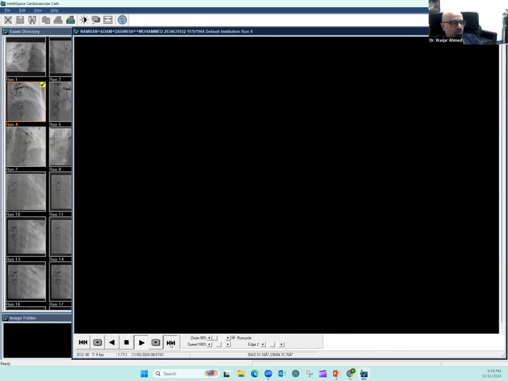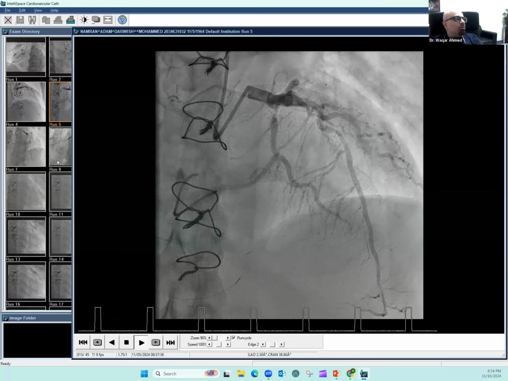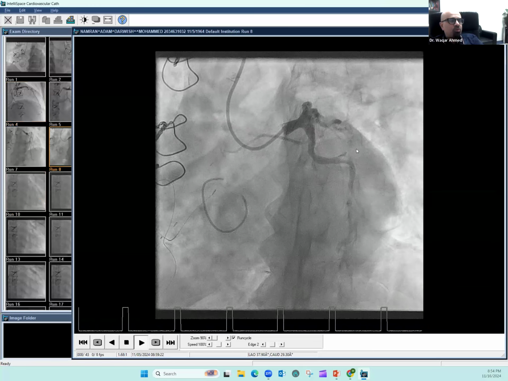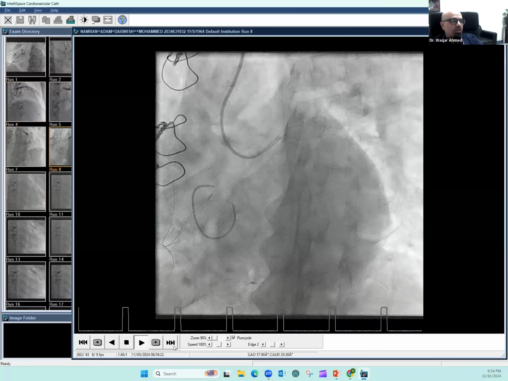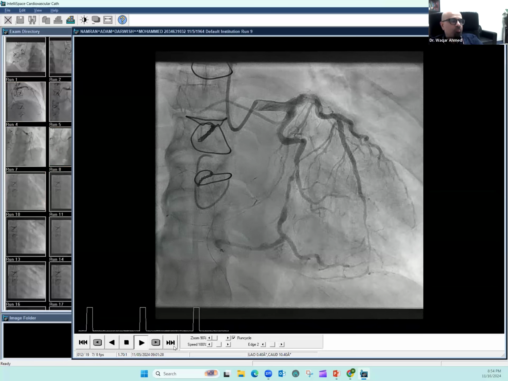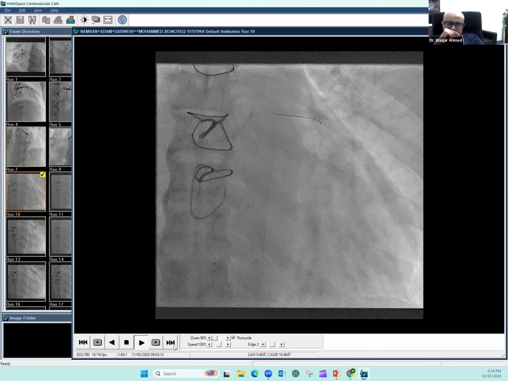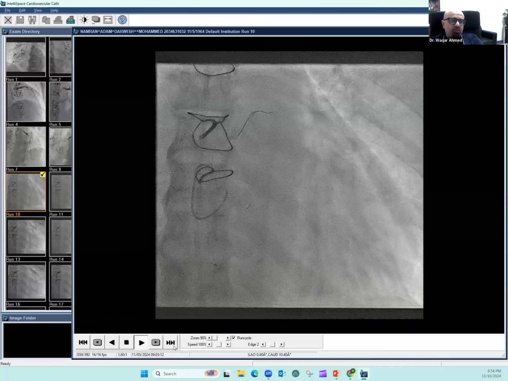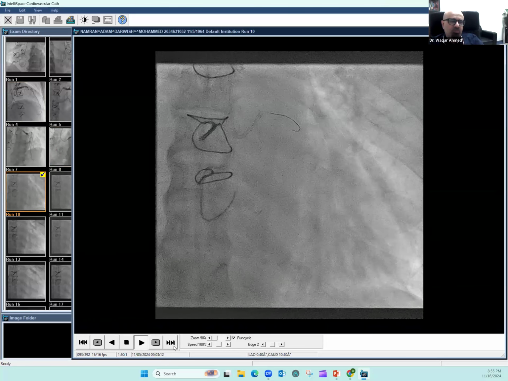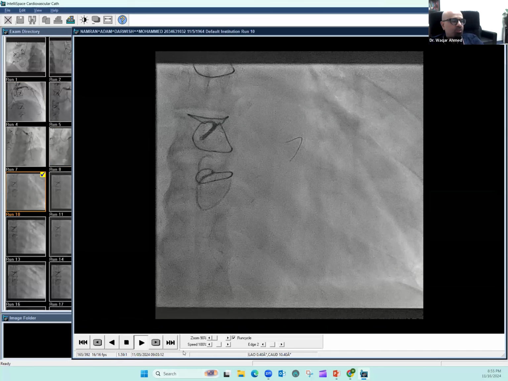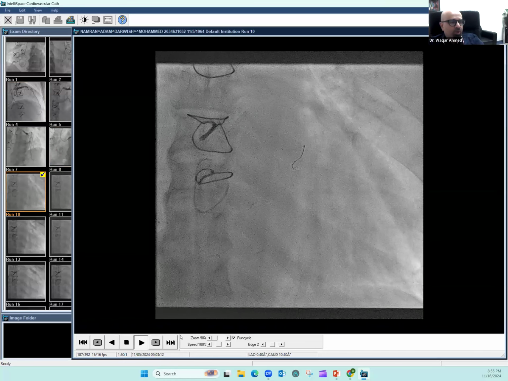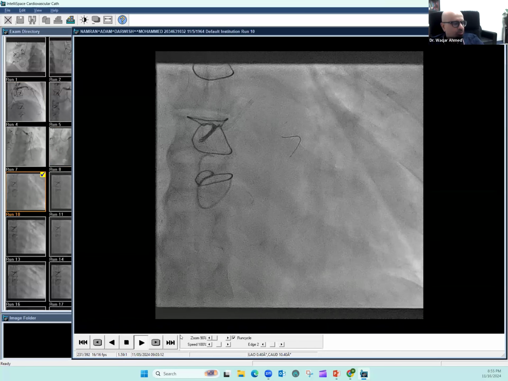So let me just go to number 10 because I have put them all. So this is the wiring. Here's the best view for this circumflex that's supplying the epicardial collaterals back to the right coronary. And this shows you the double bend of the circumflex from the left main back into the circumflex. So this is just a workhorse wire going down a ski slope, essentially, and was able to wire this vessel without too much problem.